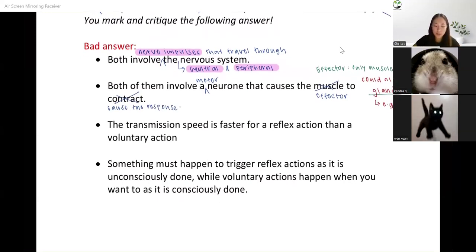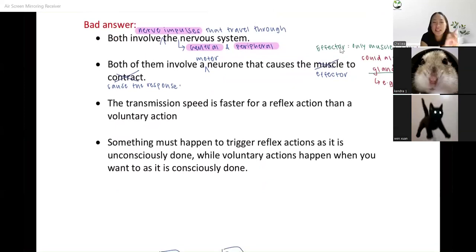Now, moving on to the third point. The transmission speed is faster for a reflex action than a voluntary action. Now, what's the problem here? First things first, I'm going to ask you guys a question. Is the transmission speed for a reflex action faster than a voluntary action? Is that true or false? So in essence, is this statement as it is true or false? Okay, interesting.